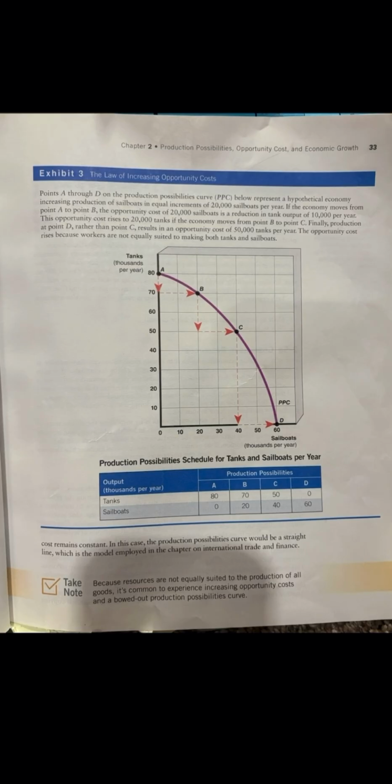Exhibit 3. The law of increasing opportunity cost. Points A through D on the production possibilities curve (PPC) below represent a hypothetical economy increasing production of sailboats in equal increments of 20,000 sailboats per year. If the economy moves from point A to point B, the opportunity cost of 20,000 sailboats is a reduction in tank output of 10,000 per year. The opportunity cost is 20,000 tanks if the economy moves from point B to point C. Finally, production at point D rather than C results in an opportunity cost of 50,000 tanks per year. The opportunity cost rises because workers are not equally suited to make both tanks and sailboats.